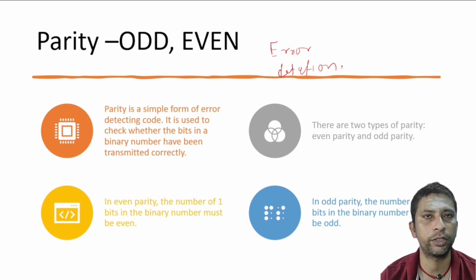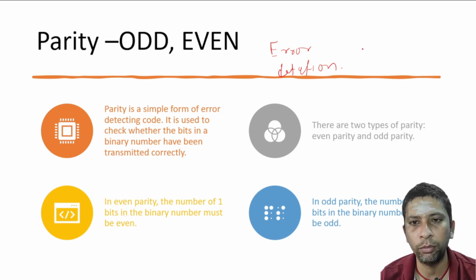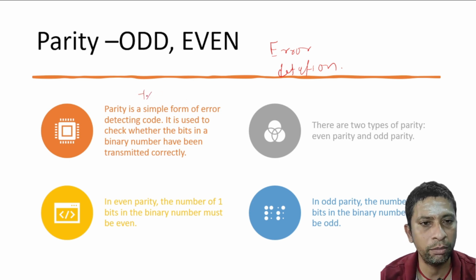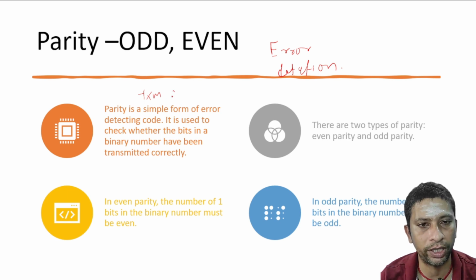So let's see what is parity. In this parity, we will be adding one more extra bit to the element. Let me start from the beginning. In my transmitter, say for example, I am going to have 4-bit, that is 0, 0, 1, 0.